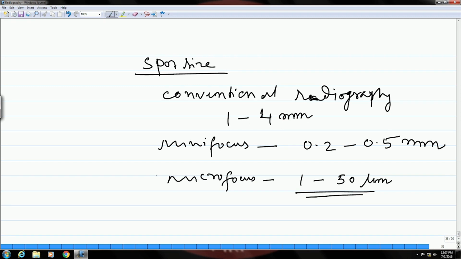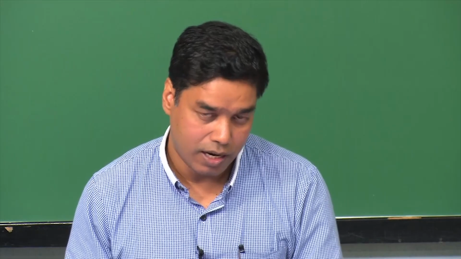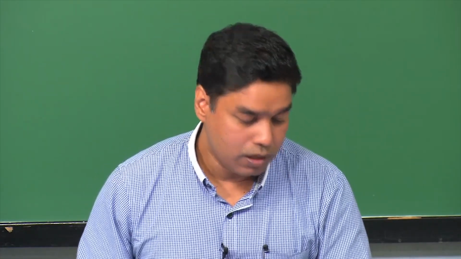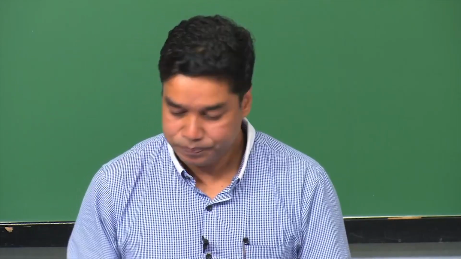So, this kind of mini focus or micro focus sources may be needed for certain special requirements, but the commonly used ones that we use for industrial radiography will be having a finite size like this. But the point source will have its own advantages, because it will not give you any unsharpness in the image at all. And it will also allow you to magnify the image.